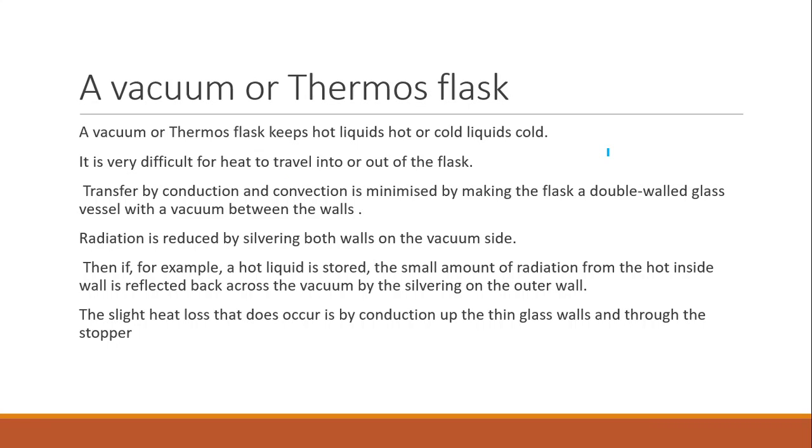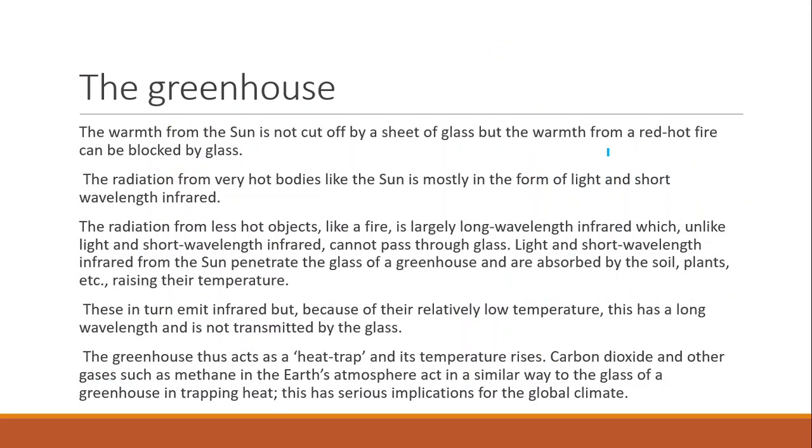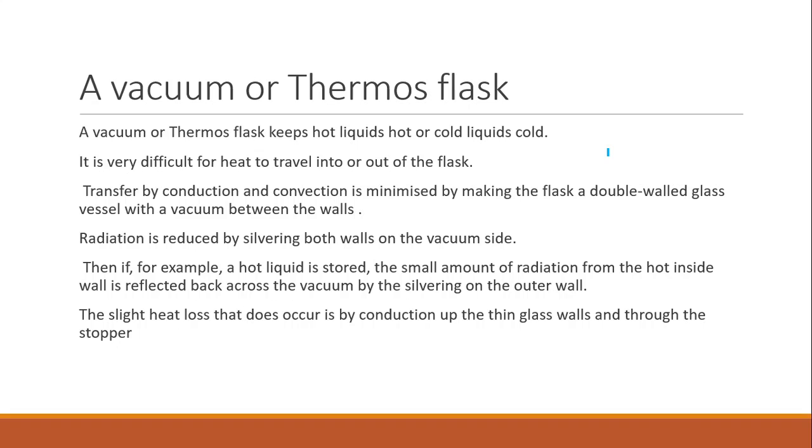Okay, now we've talked about the applications of convection and conduction. We'll move forward to the applications of radiation in different aspects of our daily life. Two things that are really important in the syllabus are a vacuum thermos flask, and the next thing is the greenhouse effect and how it actually happens. So a vacuum or a thermos flask keeps hot liquids hot and cold liquids cold. It is very difficult for heat to travel in and out of the flask. Now the modes that are governing this process are again convection, conduction, and radiation.